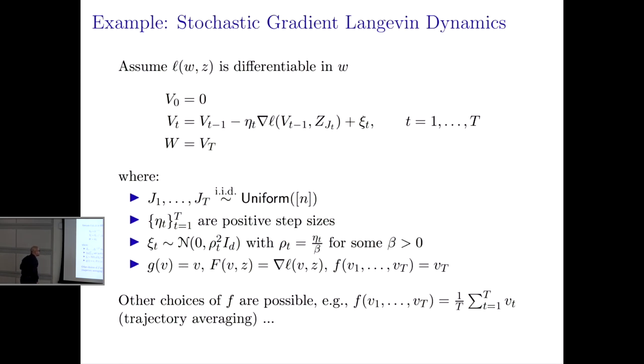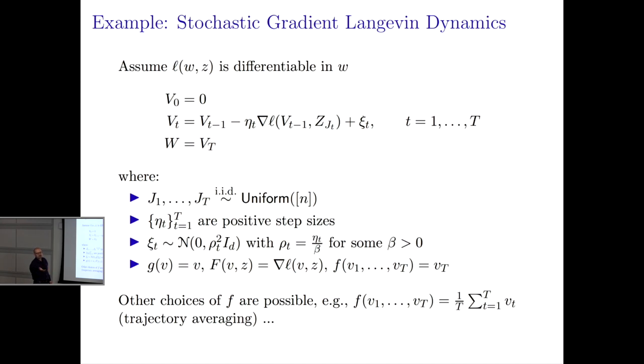Here's an example of something called stochastic gradient Langevin dynamics. If you have seen stochastic gradient descent, we know what stochastic gradients are. We have some function, and it depends on both the hypothesis and the data. If you average out the data and then take the gradient, this is what we would really like to work with. But we don't have that, so we come up with an estimate of that. Any random quantity which is an unbiased estimate of this gradient is called a stochastic gradient.